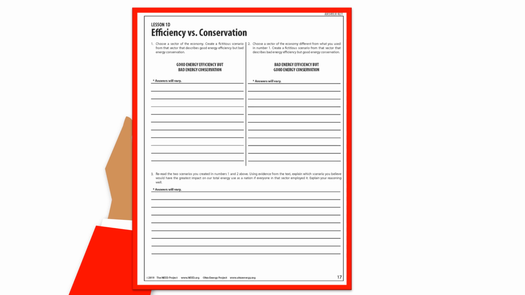Then they will use a different sector of the economy to describe a situation that shows bad energy efficiency but good energy conservation. Finally, they will reread both scenarios they have created and choose the one that would have the greatest impact on our total energy use as a nation and explain their reasoning.